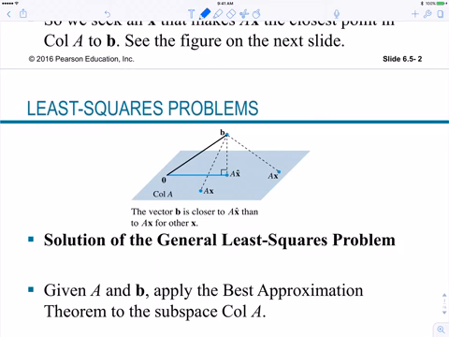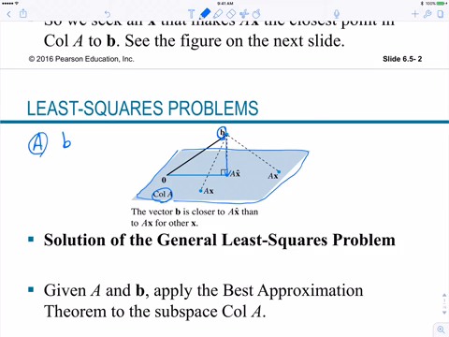We are given A and B, of course. And let's consider the column space of A. So that is this kind of a plane. And the situation here is that B is outside of our column space. Then what is the meaning of solving this system approximately? Where is this approximation coming from? That approximation is actually coming from the orthogonal projection of B onto this subspace.